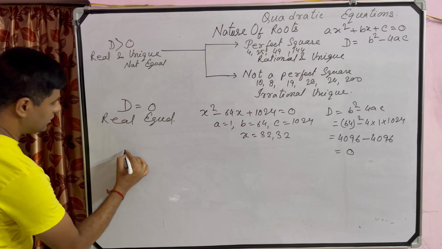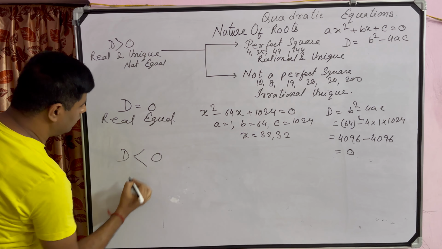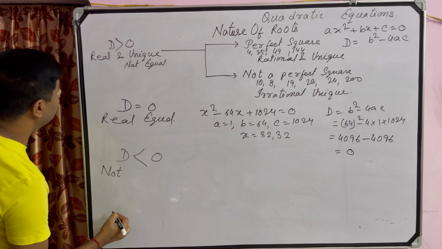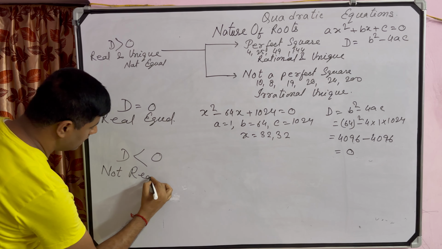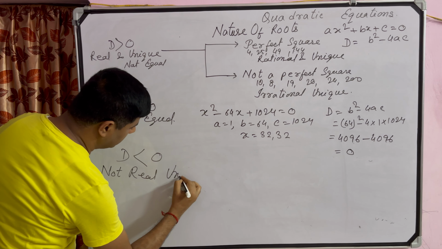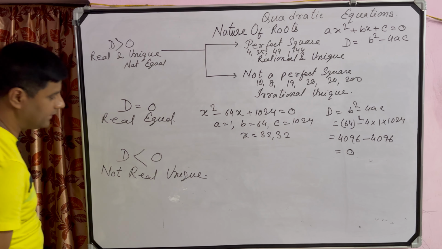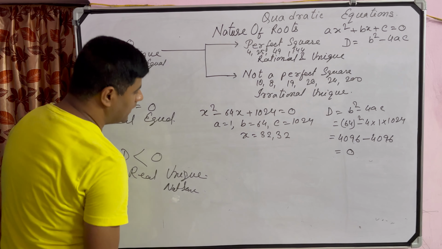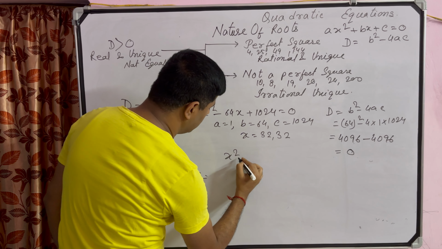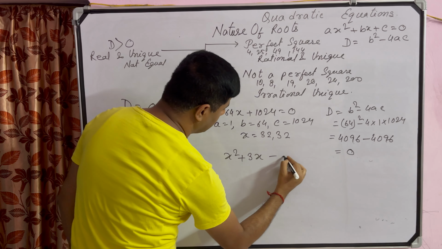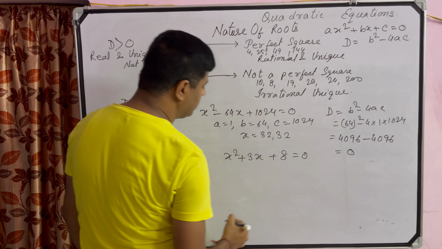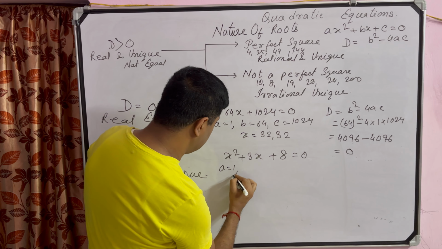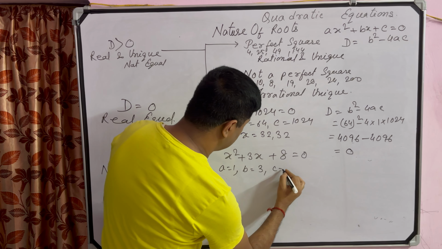Now the last situation: if D is less than 0, this means roots are not real, but they are unique. In many books this is not given, but it is better to write it down: unique. I mean to say they are not the same. You can take an example like x squared plus 3x plus 8 equal to 0. Here a equals 1, b equals 3, c equals 8.